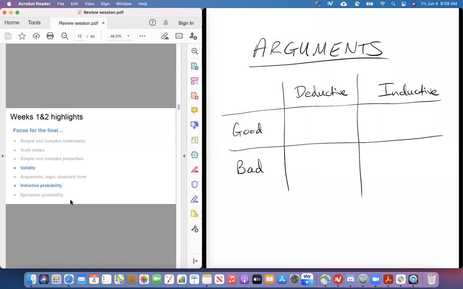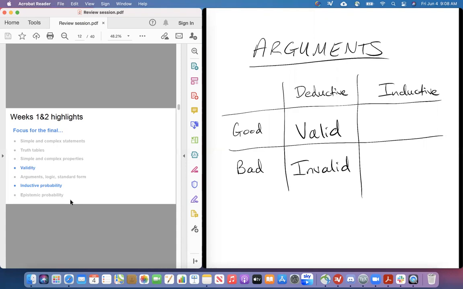And so this table we saw in the lecture videos. What makes a deductive argument good? That means you've got a valid argument. And what makes a deductive argument bad? Well, that would be if it was invalid. The point was these terms, valid and invalid, apply to deductive arguments, not to inductive arguments.